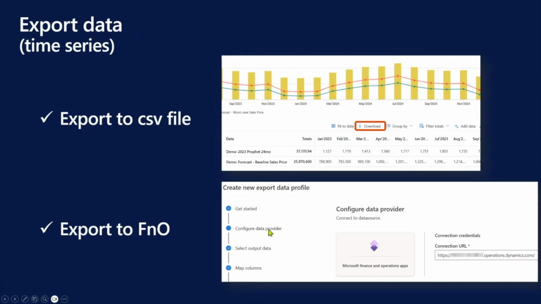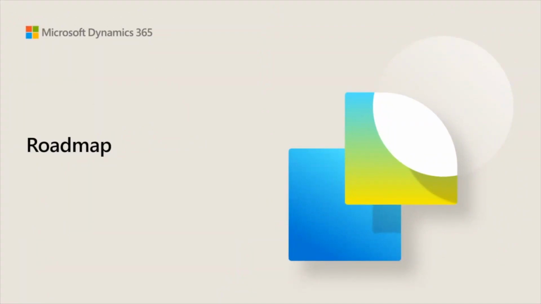So in the one step, you will create and define your data provider, the F&O environment that you want to connect. You will define the time series, the consensus time series that you want to export, and then you will define the mappings between the time series and an F&O table for the import itself. With this, we come to the topic roadmap.